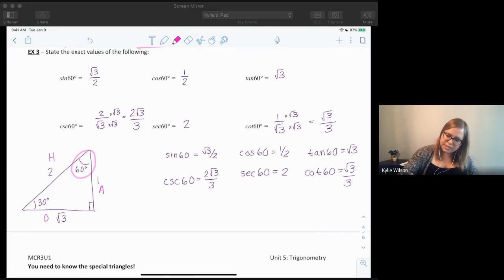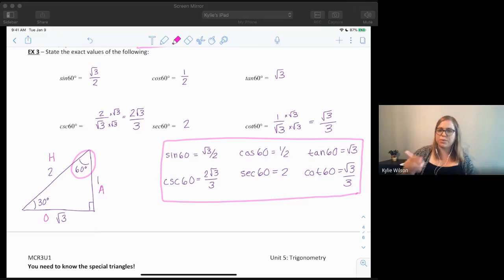Okay, so here are all our values. We have them all ready to go. And now let's do some practice problems with them so you can see why we even use this stuff.